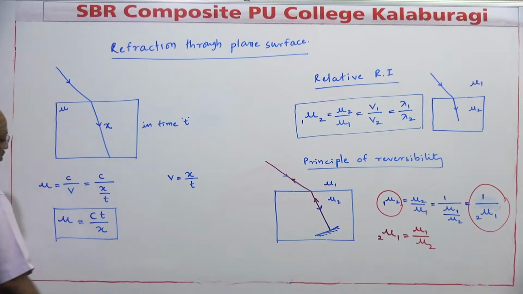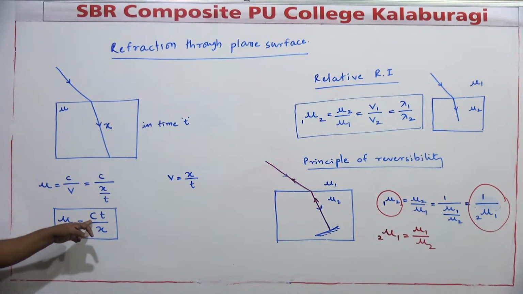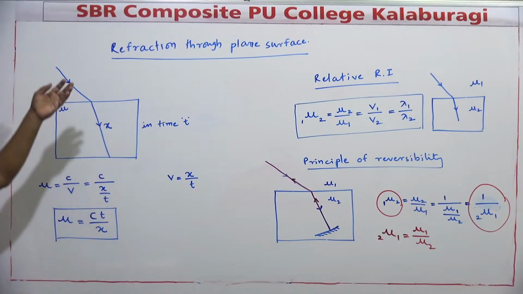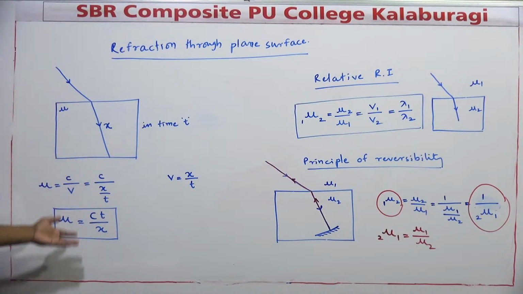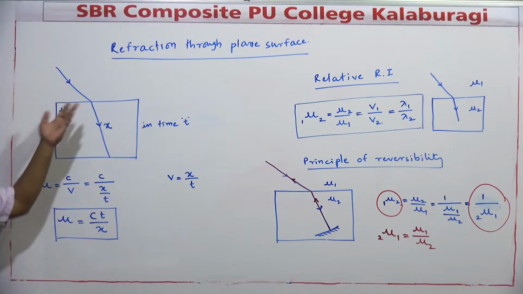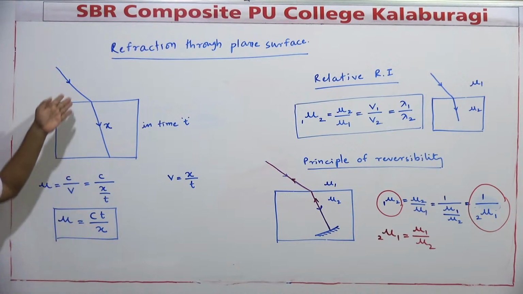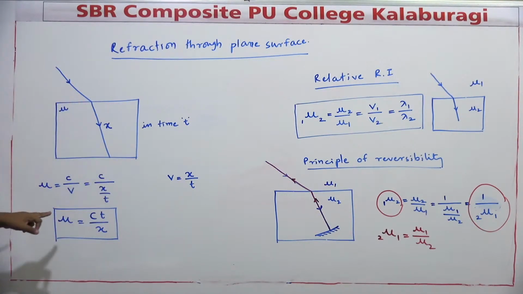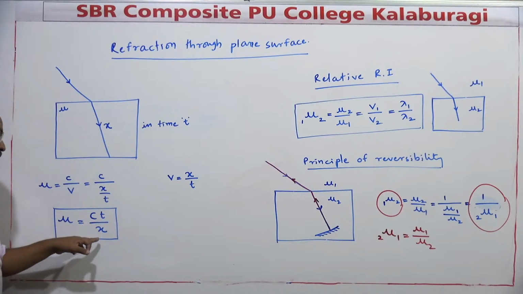Refractive index, of course absolute refractive index, is ct by x, where c is the velocity of light in vacuum, t is the time duration for which the ray has traveled in the denser medium, in the other medium, and x is the distance traveled in the other medium. So mu is equal to ct by x.